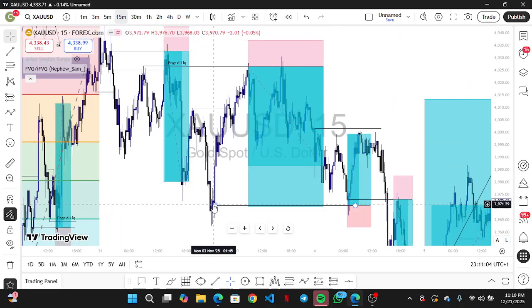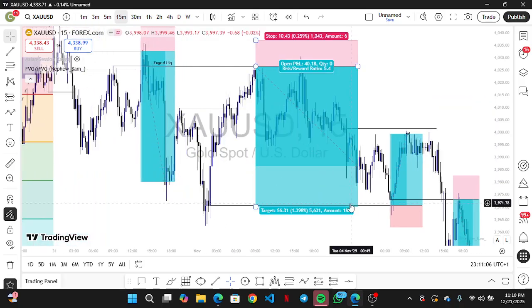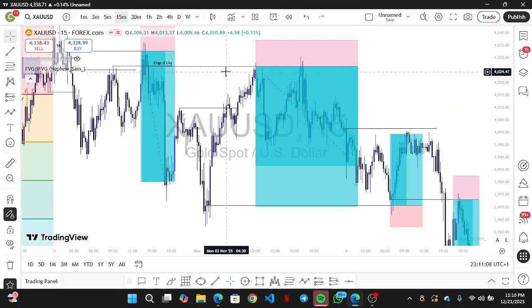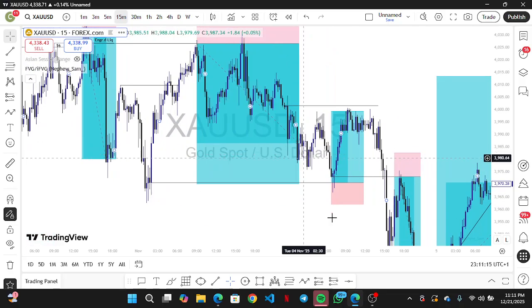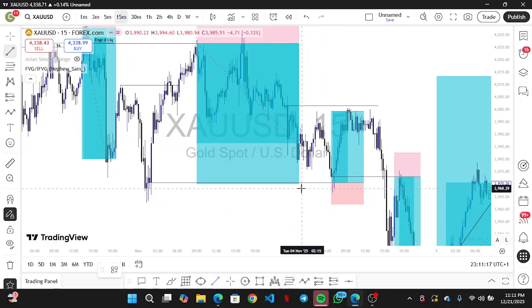So this was another OB down here because it caused a break of structure. But would I have taken the trade? No, because there was no inducement leg. So I wait as price is coming down. If there's any engineered liquidity before the OB, I'll enter it, which was here. So it's an engineered liquidity.